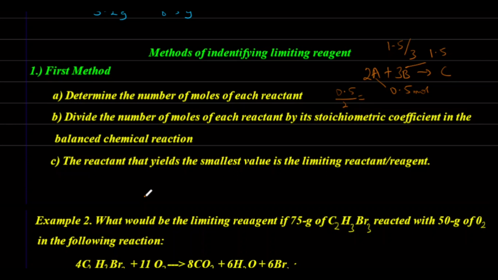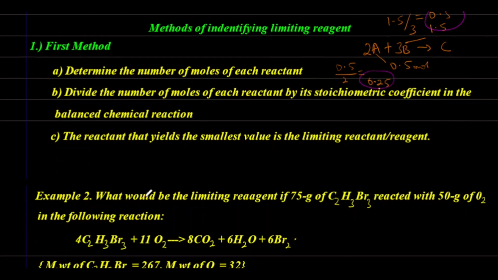Then step C says that after we have divided by their stoichiometric coefficients, the reactant that gives us the smallest value is the limiting reactant. That means if I divide 0.5 by 2, that will give us 0.25. Then 1.5 divided by 3 gives us 0.5. So between 0.5 and 0.25, 0.25 is lower or less than 0.5. That means A is the limiting reagent.